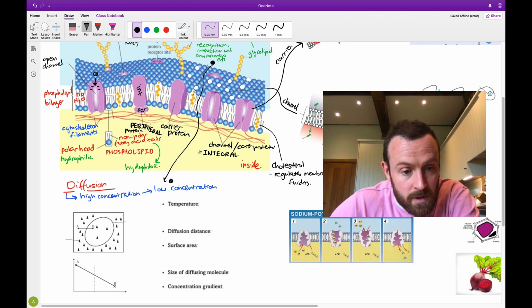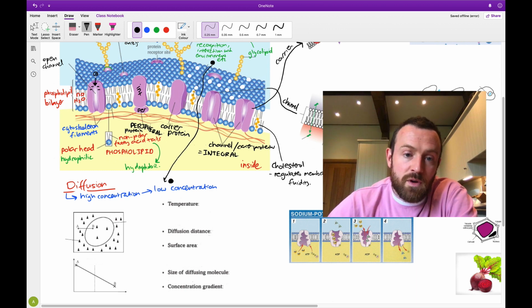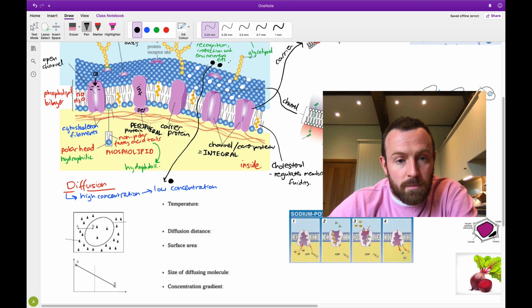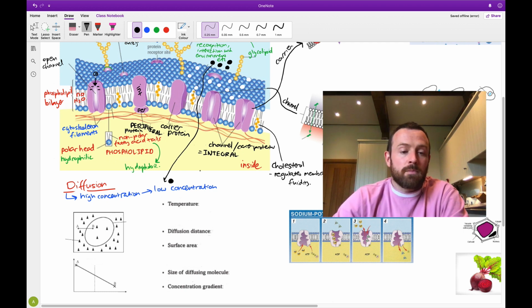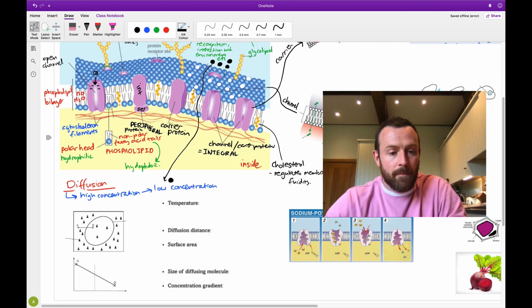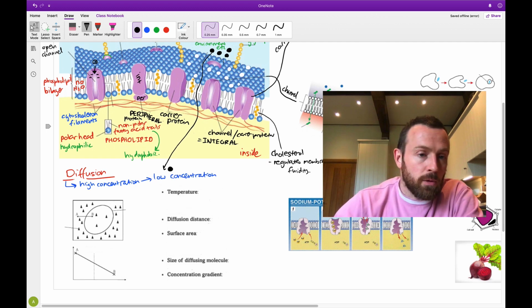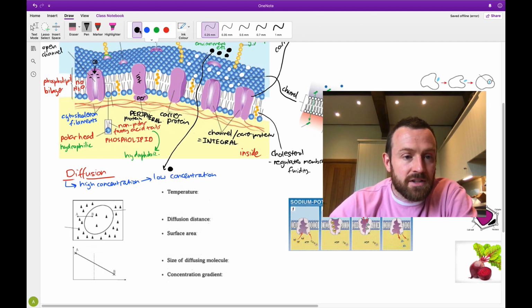And then here's the same black blob. So it moves from a high concentration, so let's do a few more black blobs up here, high concentration to a low concentration, down its concentration gradient. But what type of molecules can do that? Well, there's a couple of different molecules that can diffuse.